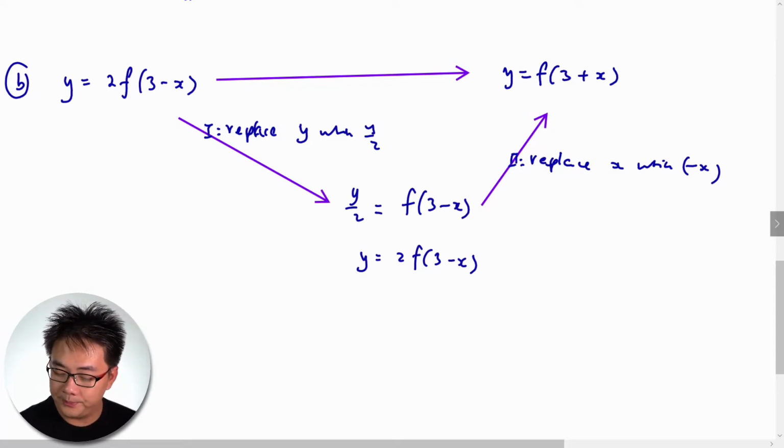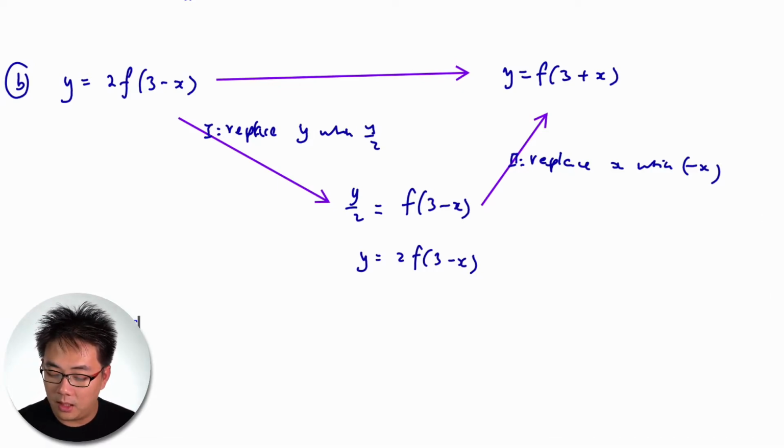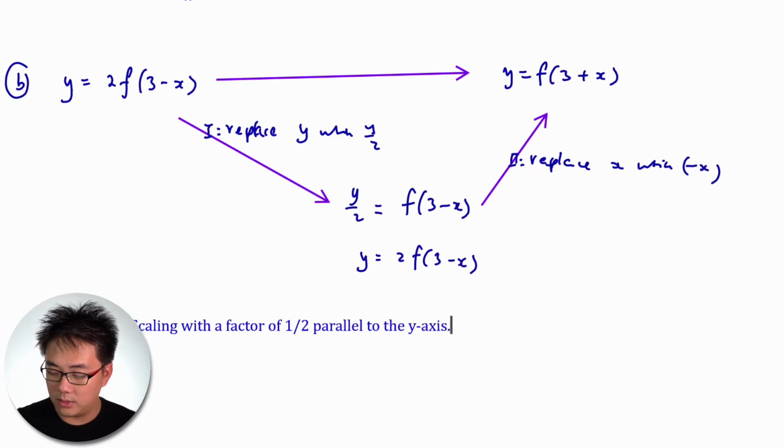So the first one would be scaling with a factor of half, parallel to the y-axis. Okay, this is one. The second one would be reflection about the y-axis. So these are the two transformations that you're looking at.